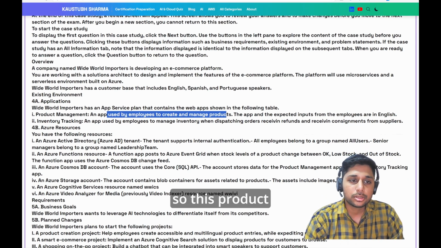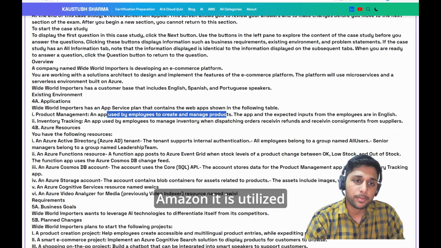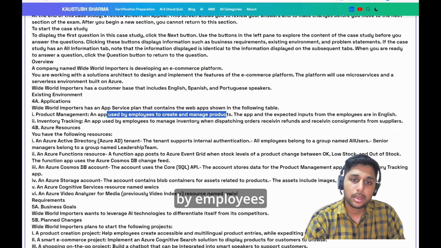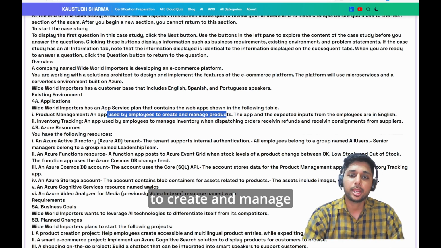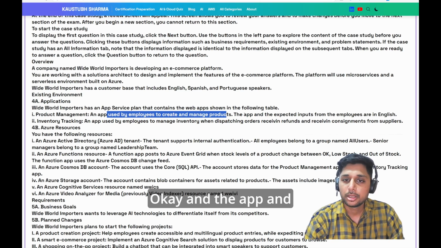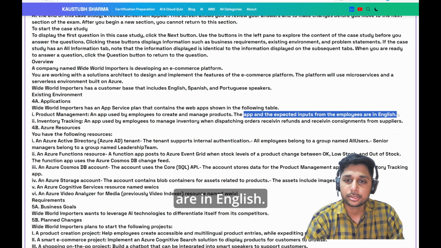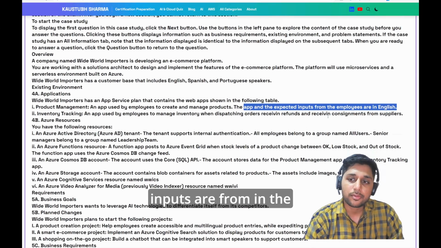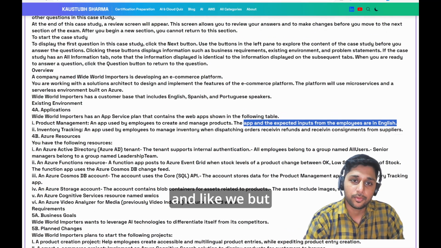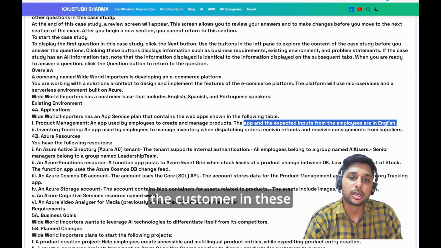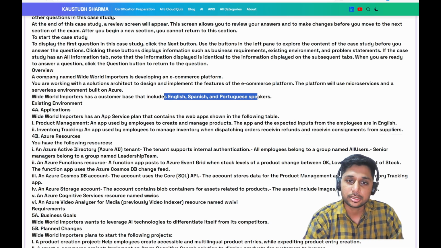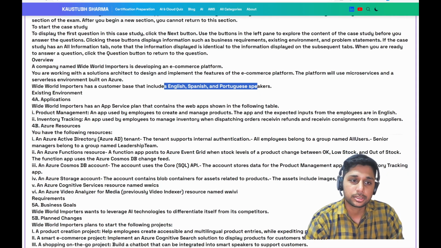So this product management app is utilized by the employees of Amazon itself to create and manage the products. The app and expected input from employees are in English. So the inputs are in the English language only, but we have to display it to the customer in these three languages: English, Spanish, and Portuguese.